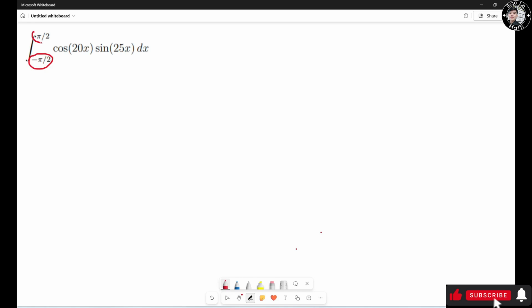Whenever you see opposite limits, think about even and odd functions. So you have the formula: the integral from negative a to a of f of s ds equals 0 if f of s is odd, and equals 2 times the integral from 0 to a of f of s ds if f of s is even.